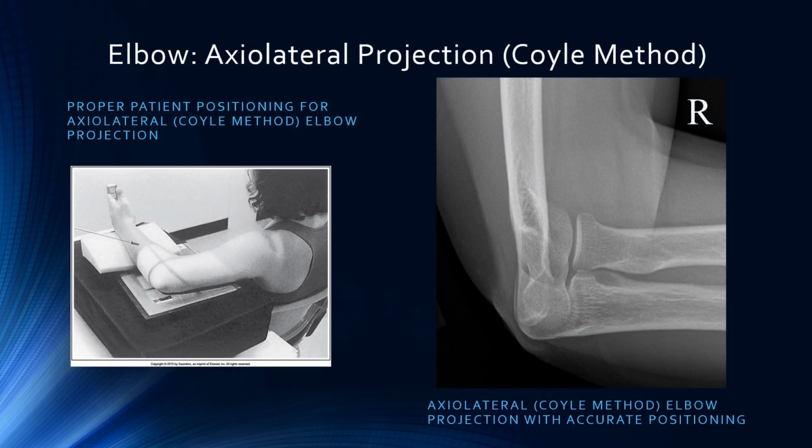Elbow, axiolateral projection, Coyle method. Here are two excellent examples of how the Coyle method is done and looks in the image. As you can see, it's just like the oblique. It allows the tuberosity and the head of the radius to be free of superimposition.